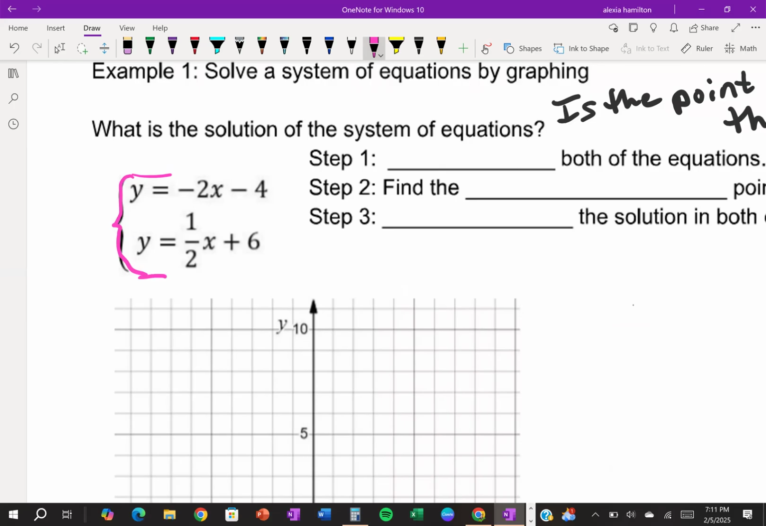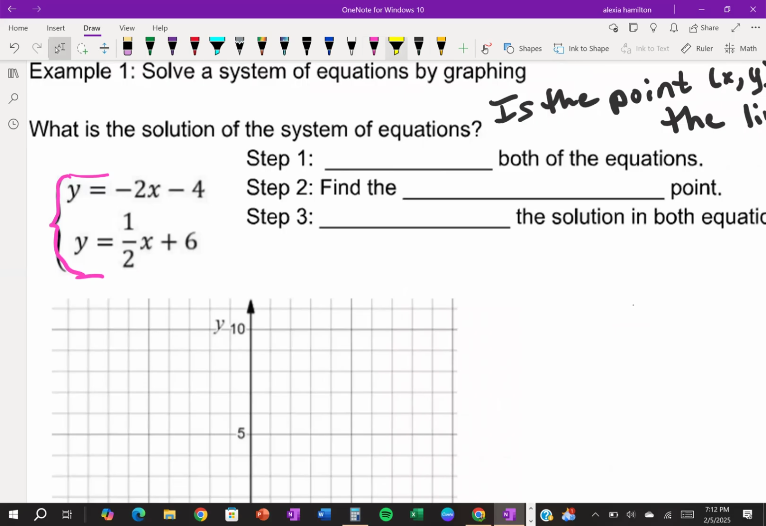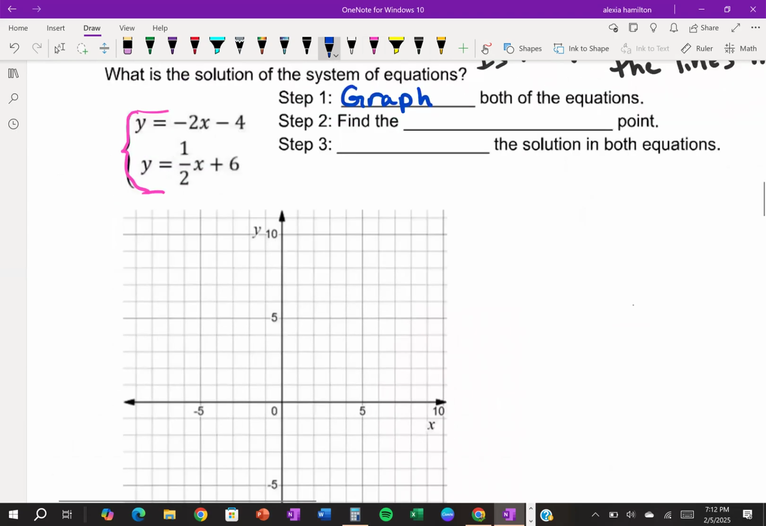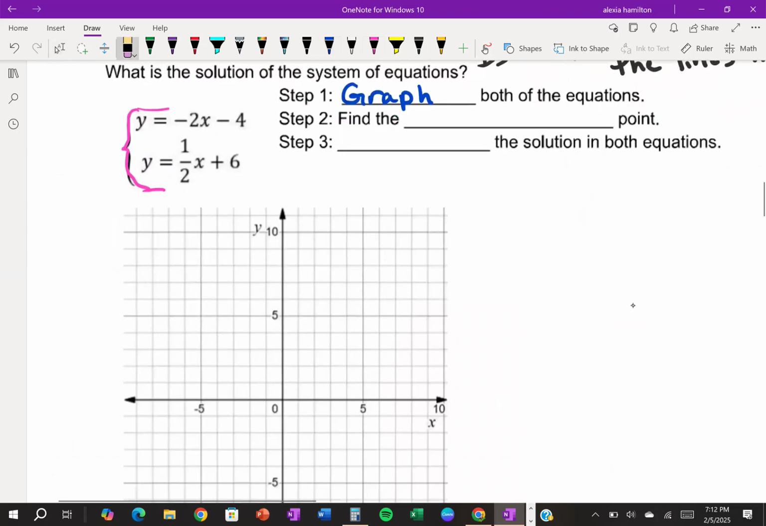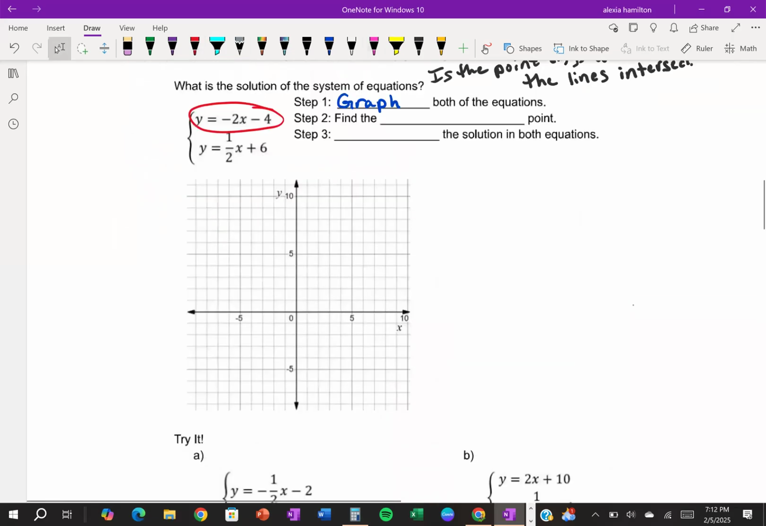Okay, so our steps. Step one, graph both of the equations. That is why we did the review yesterday. I always like to color code them. I just find that it makes things easier. So my top equation, we'll go red, not pink this time. The y-intercept is -4.